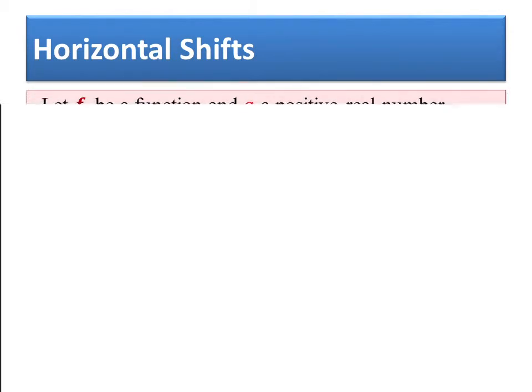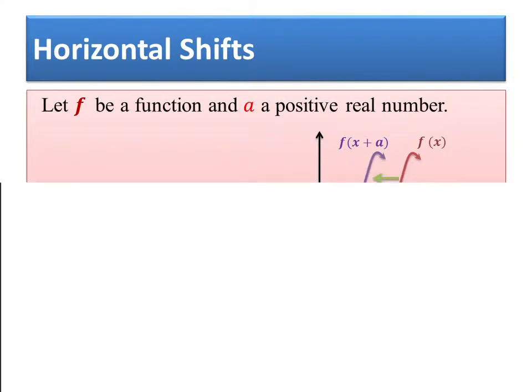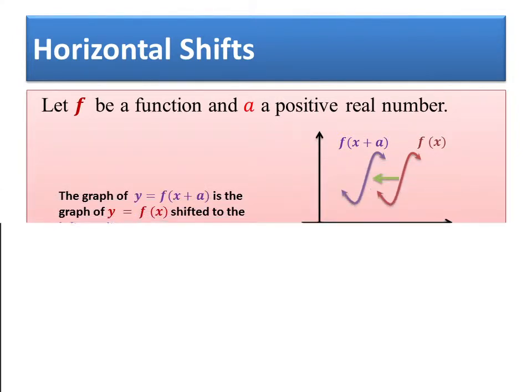Now we move to horizontal shifts. So let f be a function and a a positive real number. And we have the graph of f of x in front of us. I put it in red color.